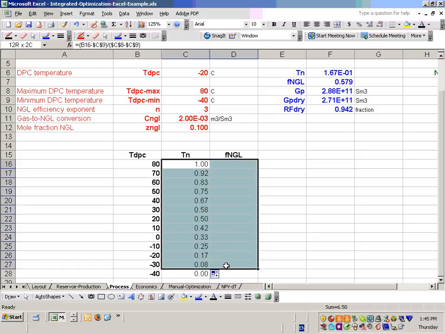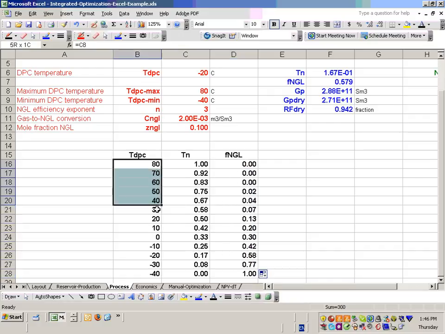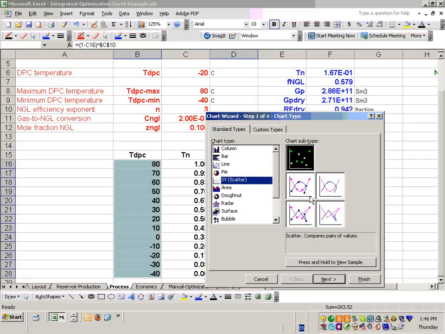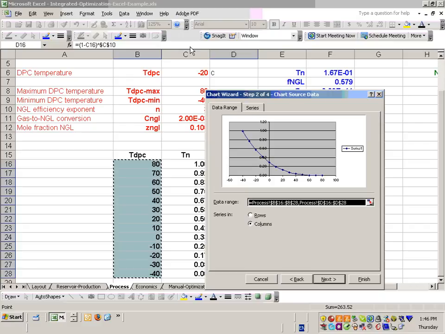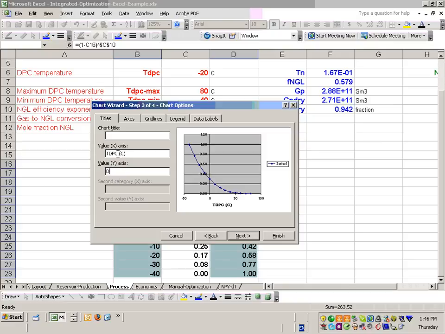And luckily it goes to 1, to 0. And then we've got this function 1 minus this to the power of 3, which we have to fix the address and bring that down, and then mark the two columns that we want to plot. Insert chart XY, symbols and lines. Next, x-axis is dew point controller in degree C, and that's the efficiency, DPC efficiency.